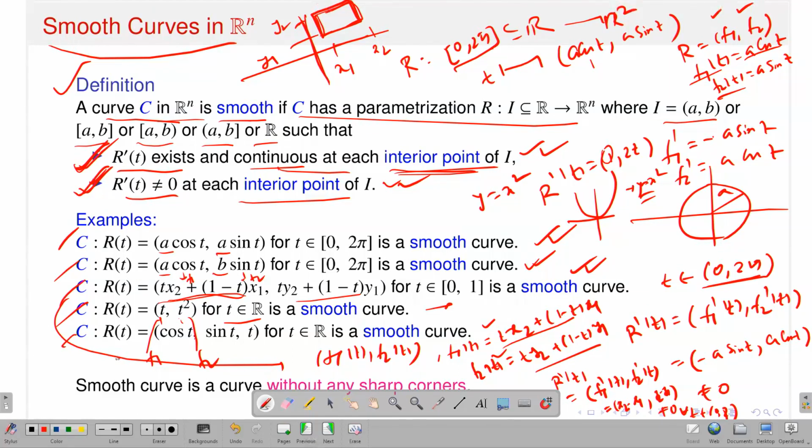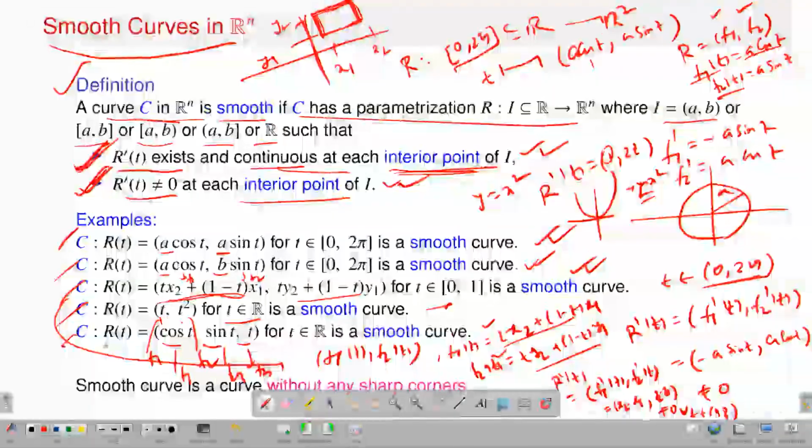Similarly, this last example, r t is equal to cosine t, sin t and t, is also a smooth curve. Why? Because this is my f1, this is my f2, this is my f3. So, I have component functions f1, f2, f3. Small f1 is cosine t, small f2 is sin t and small f3 is t. Now these are functions of sine, cosine and t. Of course, these are continuous functions, differentiable functions, and the derivative is also continuous. So, therefore, r prime t exists.